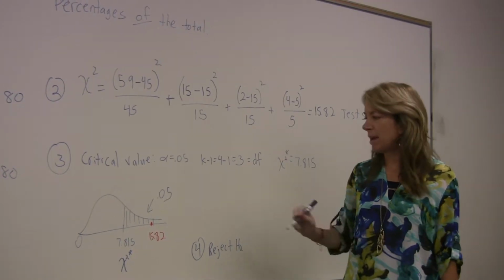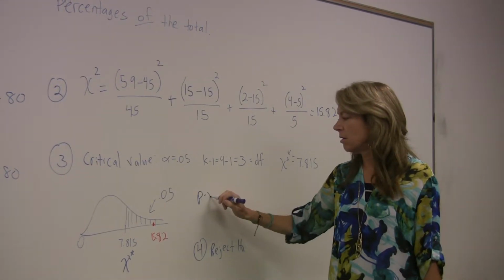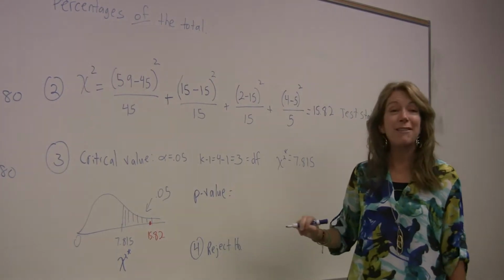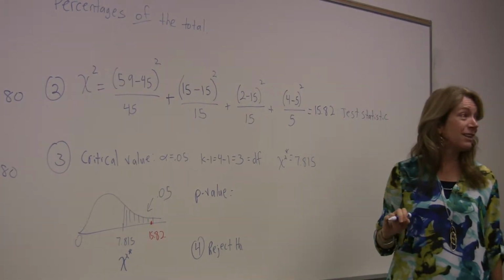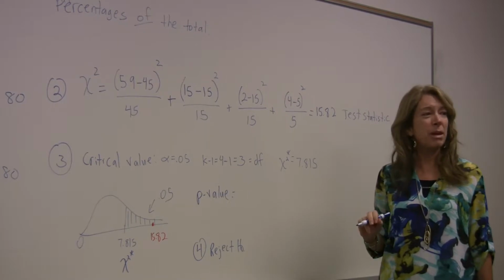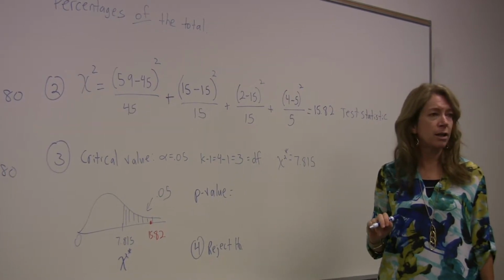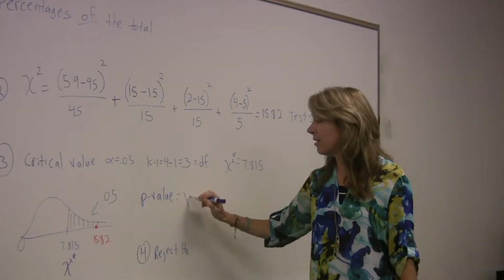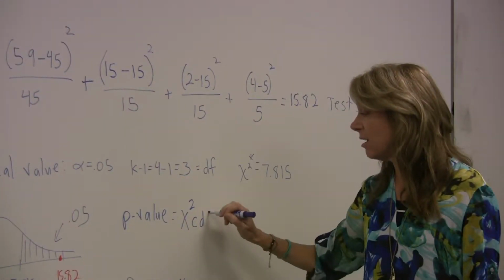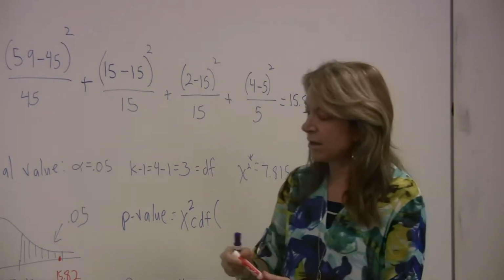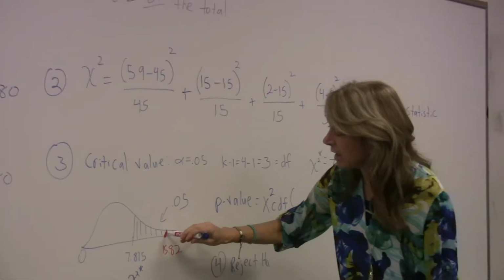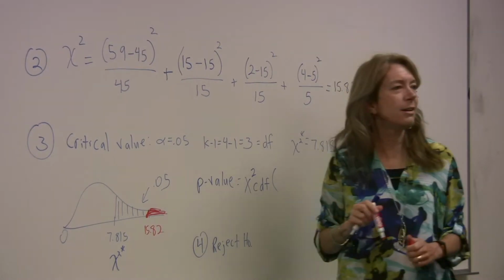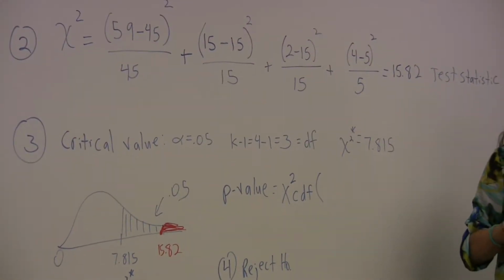What if I wanted to get my p-value and I had the old calculator? I know some of you have it in front of you, and you're going to use it to check our work. How would I get the p-value with the old calculator? Chi-squared CDF. The p-value is from your test statistic and over, so it's that little tail right there.